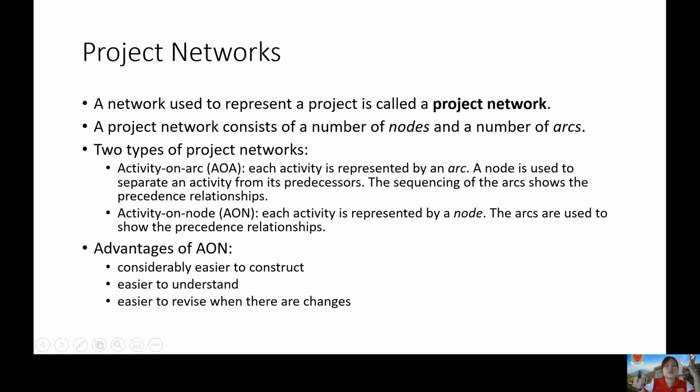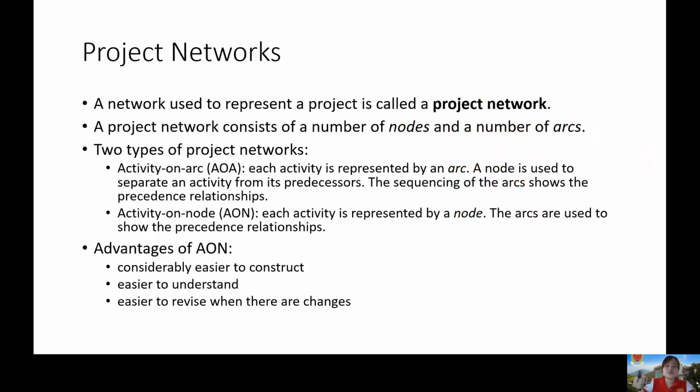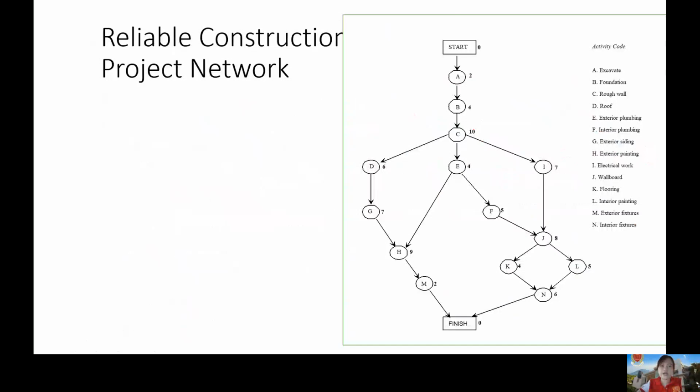The advantage of AON is that it is considerably easier to construct, and most project networks are done in AON. It is easier to visualize if you use AON. Next, these are the activities we made earlier. Now we just specify the duration of each activity. The duration of the activity is placed on the side.